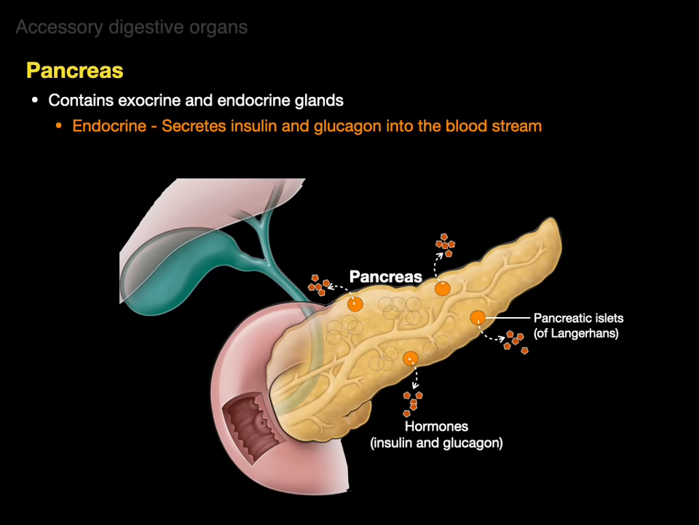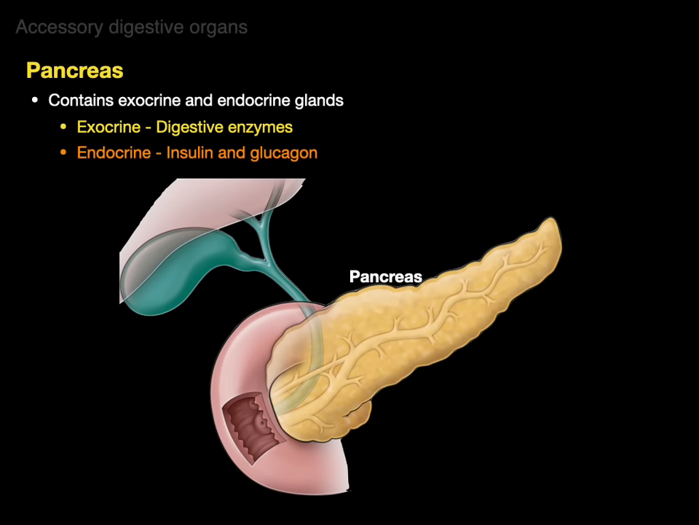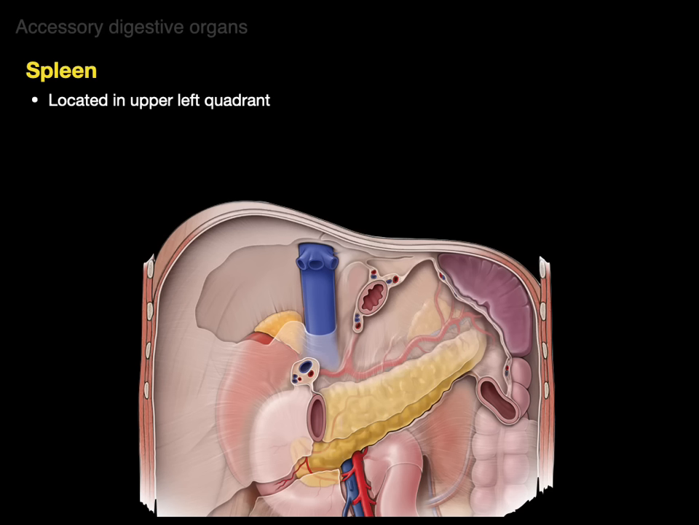So the pancreas has exocrine digestive glands, enzymes, and endocrine for insulin and glucagon. All right, let's talk about the spleen. Now, the spleen actually is located in the upper left quadrant like that. It is not a digestive organ, but it has the same blood supply because it forms in the dorsal mesogastrium.